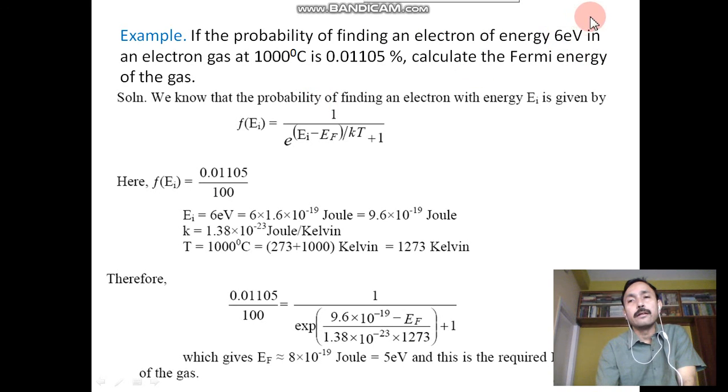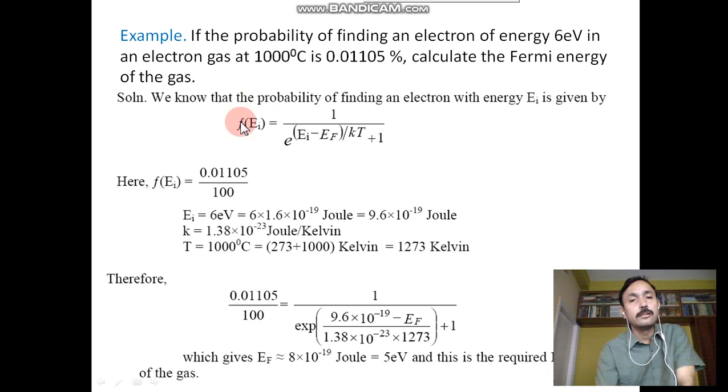Energy of the electron is given, E is equal to 6 electron volt. That means 6 × 1.6 × 10^-19 joule, that means 9.6 × 10^-19 joule. Value of K is 1.38 × 10^-23 joule per Kelvin. Temperature is supplied, T is 1000 degrees centigrade, which means 273 plus 1000 Kelvin.